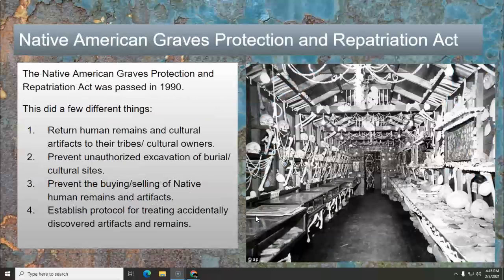Okay. So down the road in 1990, they passed the Native American Graves Protection and Repatriation Act. And what this did was actually a huge thing to Native Americans and everybody else, but really important. First thing, they returned human remains and cultural artifacts to their tribes and cultural owners.